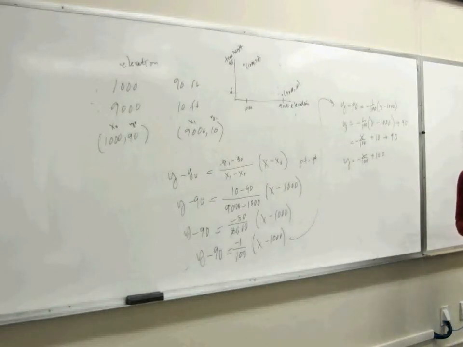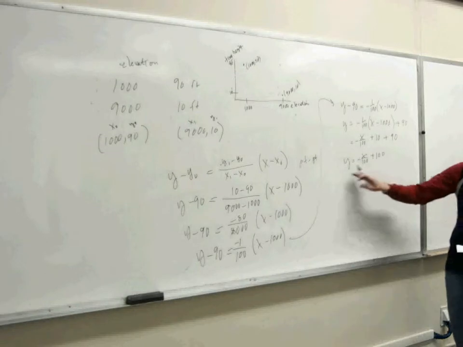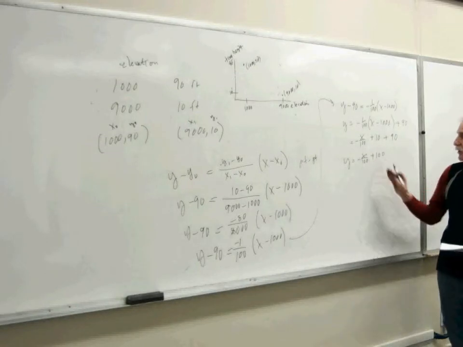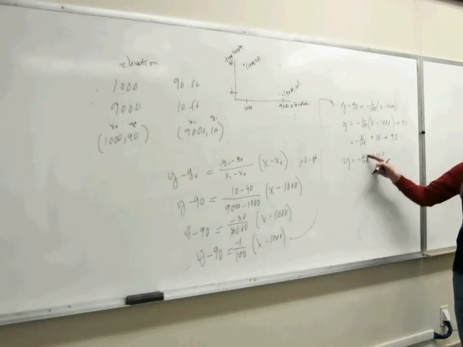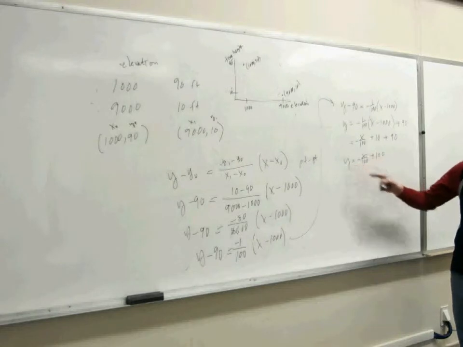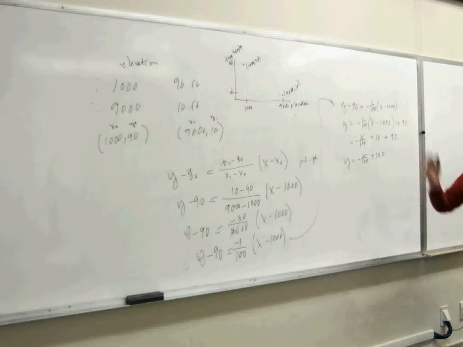And I even tell you what it should be. You've just proven that, yes, y is equal to minus x over 100 plus 100. So that means x is the elevation and y is the height. Let's see if that conforms to the data.